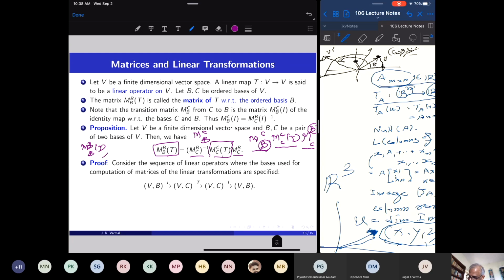M_B^B(T) and M_C^C(T), they are similar matrices, because this matrix is obtained from this matrix by multiplying on the right by a matrix and multiplying on the left by its inverse. Okay, so if I have taken a matrix C, then C inverse A C, this is a matrix which is similar to A.